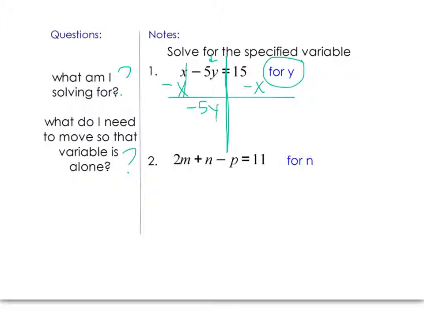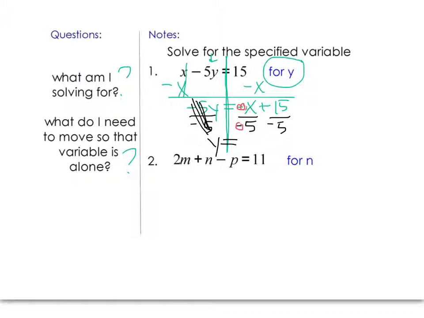Negative 5y equals negative x plus 15. What's next? What do I have to do? I have to divide both sides by negative 5. Well, I'm going to divide every piece that's separated by a plus or minus sign by negative 5. So negative 5 divided by negative 5, those become 1. I get y equals. Well, then I have negative x over negative 5.